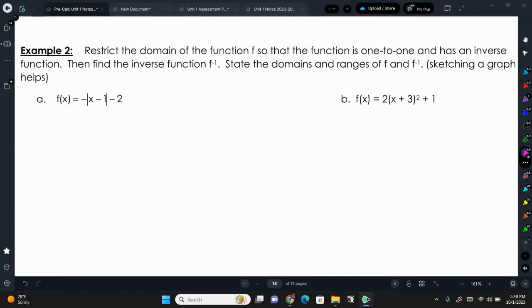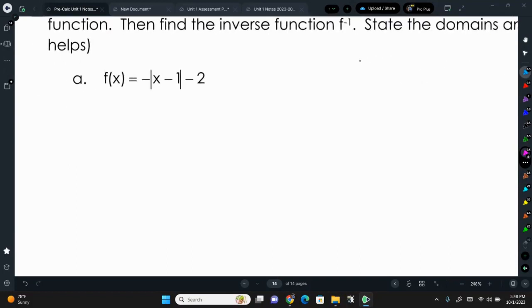So if we look at this absolute value graph, just to kind of draw what we have, our vertex is at positive 1 comma negative 2. And because our a value is negative, we have a negative out in front, our graph looks like this. Well, this fails the horizontal line test, so we want to restrict this domain to only deal with one part of this V. And we always want to deal with the positive, or the part going to the right.